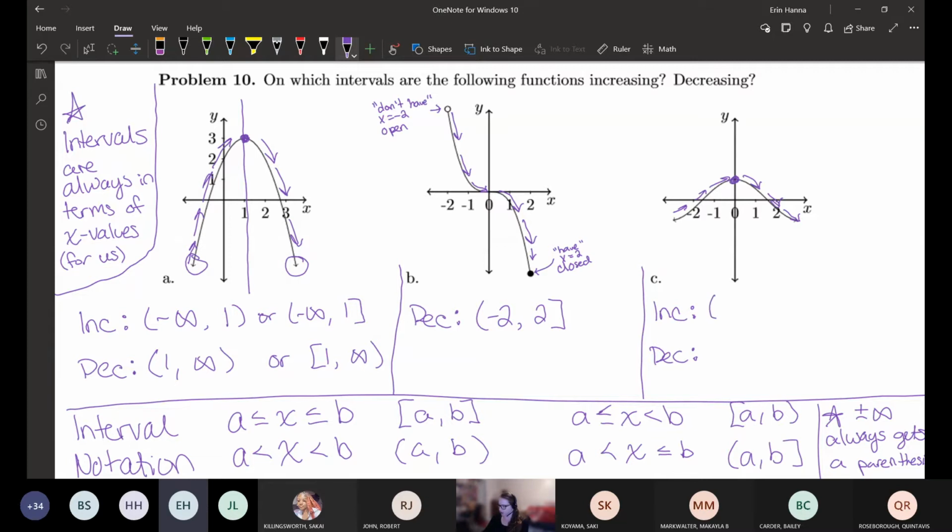So that's going to give us that we're increasing from -infinity to 0, because remember, we always use the x values. Again, you could include that 0 if you want. I usually don't, but whatever floats your boat. And then that right piece, starting at 0 going on forever, is when our y values start decreasing. So we will be decreasing from 0 to infinity. Or, of course, again, you can include the 0.